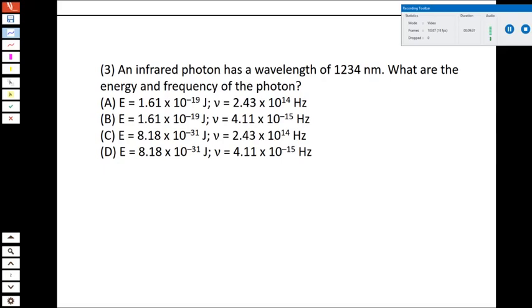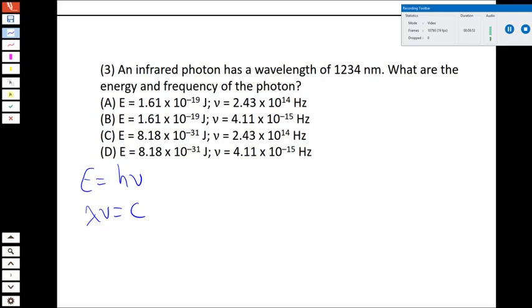All right, so for the energy part, remember that we have two equations, and the first one is for energy, which is E is equal to h nu. The other relationship that we have is that the product of wavelength times frequency is equal to the speed of light c. So these are the only two equations for electromagnetic radiation that you have to know.